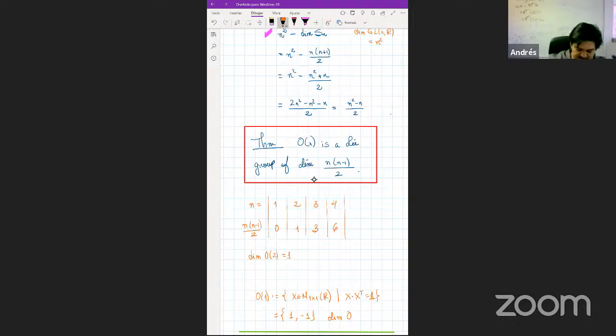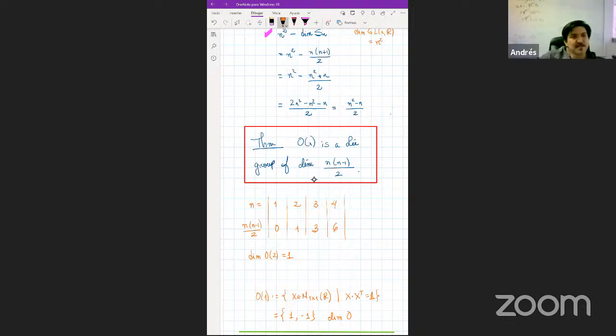O2 is 1. And now what can O2 be? Remember that we have discussed what are the manifolds of dimension 1. The circle. Right. So any connected manifold of dimension 1 is either the circle or what else? The line. Or the line, right?